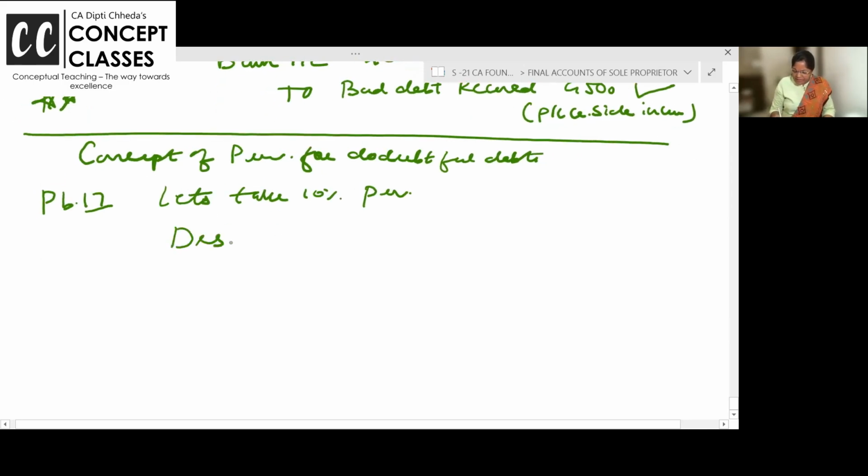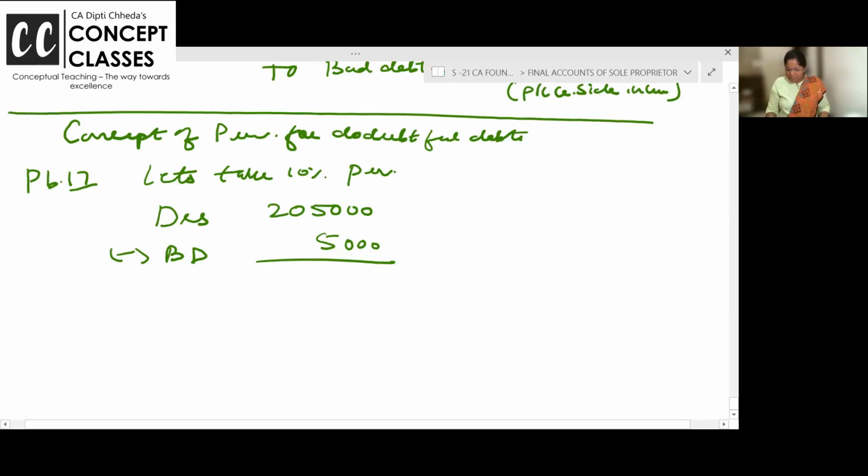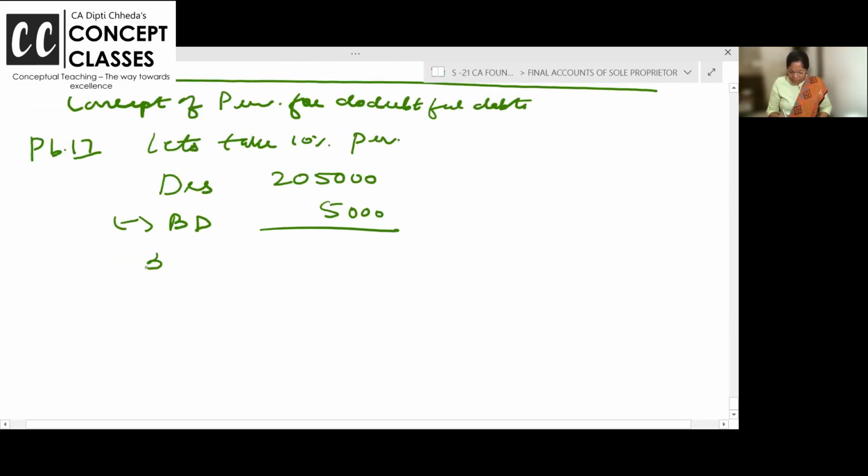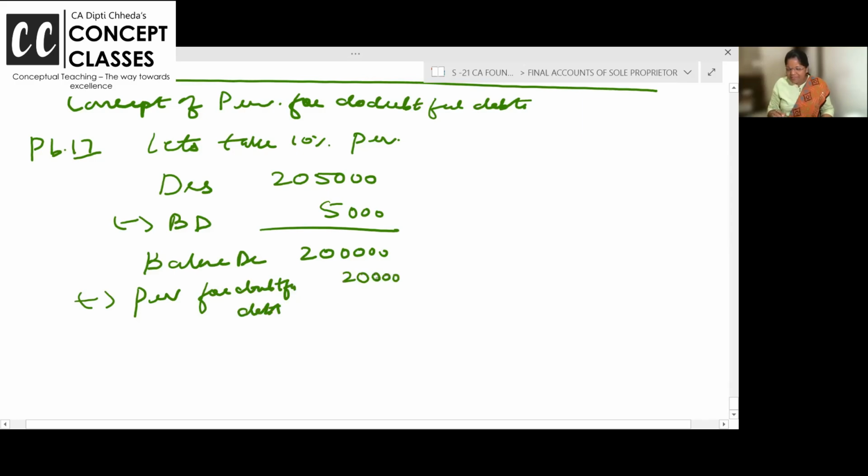What were the data in the 17th problem? 2,05,000 minus bad debt. I'm giving you some vertical analysis, very useful. 5,000 is actually lost, Mahesh did not pay you the money. So what is the balance? 2 lakh. Now out of this 2 lakh also there is some doubt, something may or may not come. So the provision for doubtful debts, 20,000 you will create here.